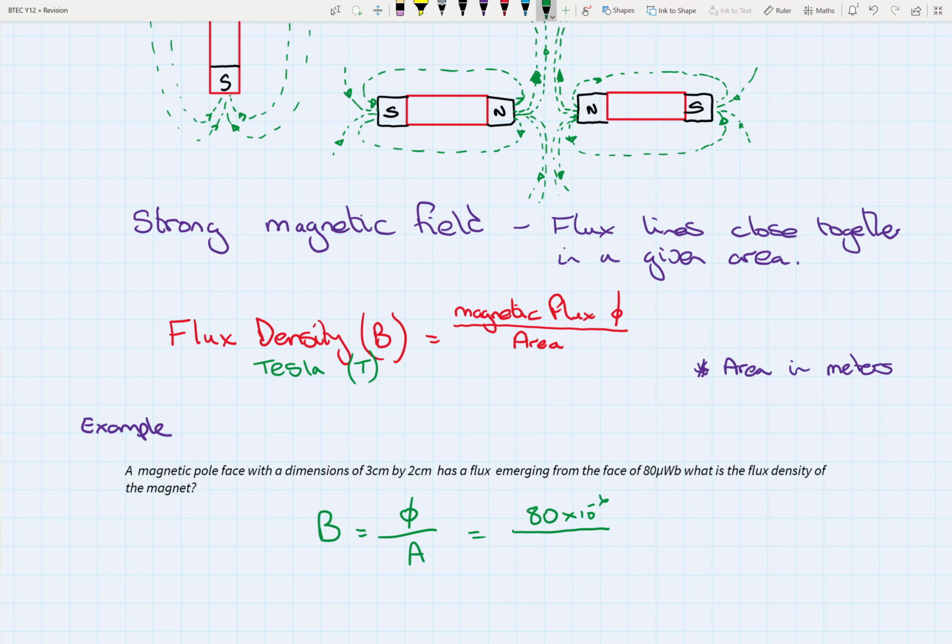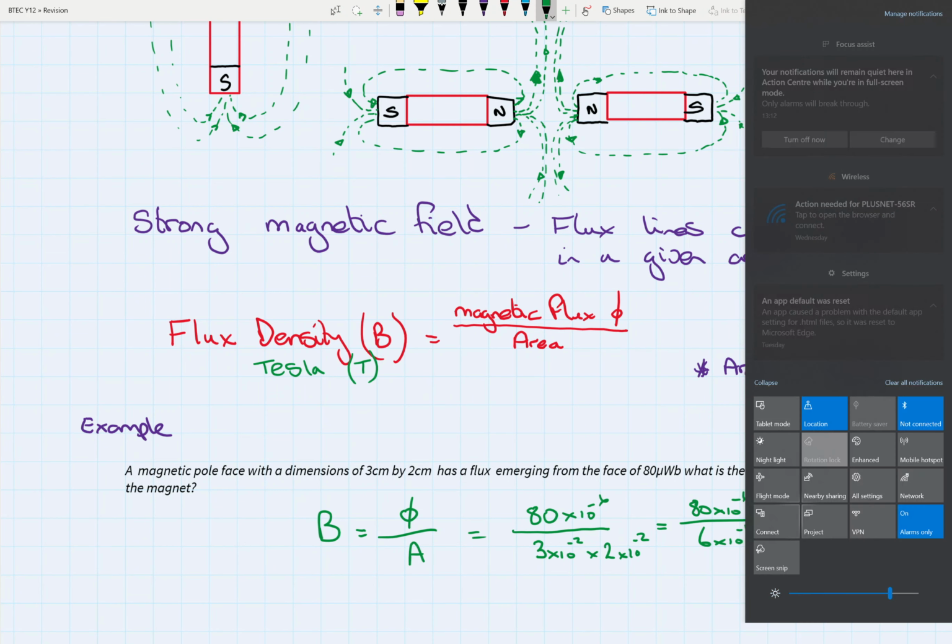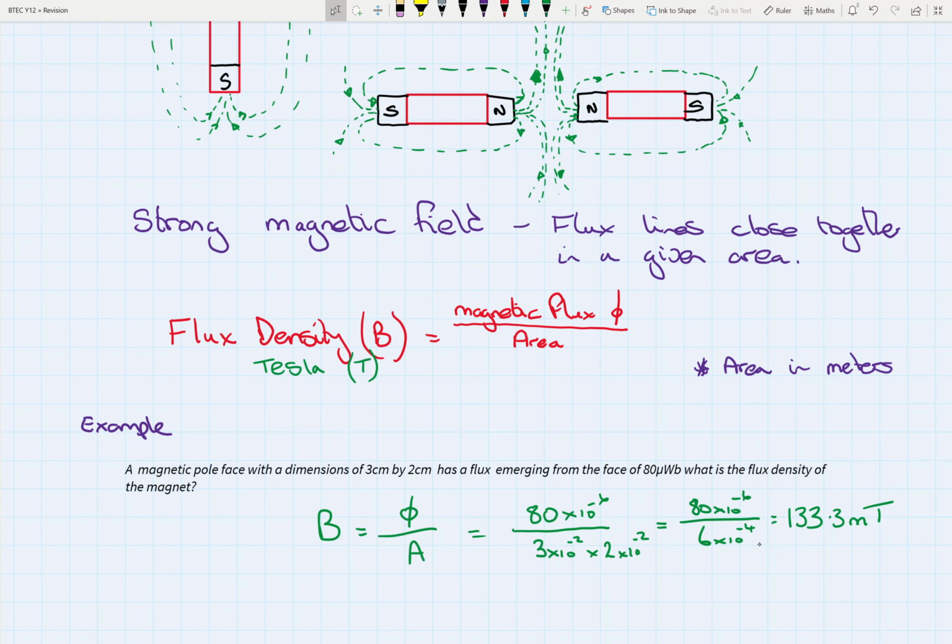Okay, so we need to convert this so we've got our answer in meters. So 3 times 10 to the minus 2 times 2 times 10 to the minus 2, using the centi, so we've got numbers directly into meters straight away. That gives us an answer of 133.3 milliteslas. Not sure what happened there, but okay, we just recovered it. And they're all just like that.